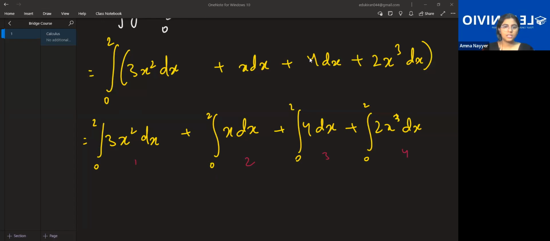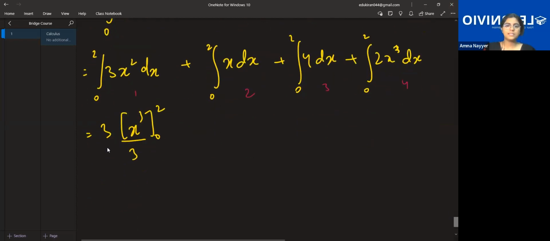Good. Suzaina and Mariam have solved. See, 3 is a constant. This becomes x cube divided by 3. See, it's x square here, so we will add 1. Just a 1 digit error, I think. Yes, your answer is right. See, x to the power 3 divided by 3, integrating it from 0 to 2. See, 3 will be cancelled here. So 2 to the power 3 minus 0 to the power 3. So this part is 8, not 9. Why 9? This part will be 8.